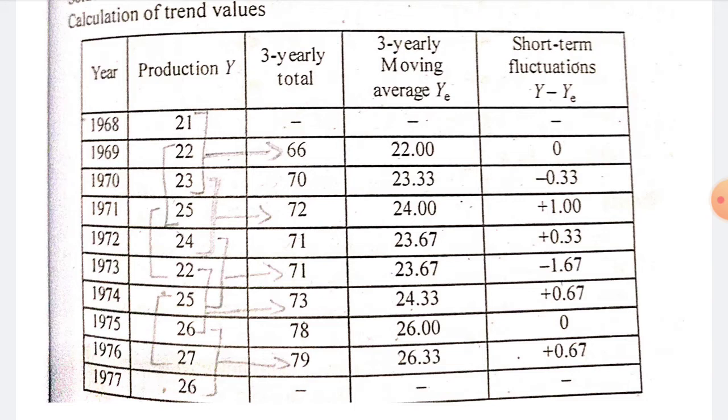So the 3 yearly moving average works like this. First you find the 3 year total, and then the next column is that total divided by 3, which is your trend value.